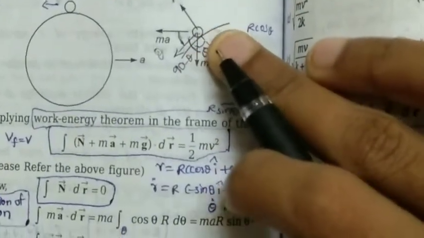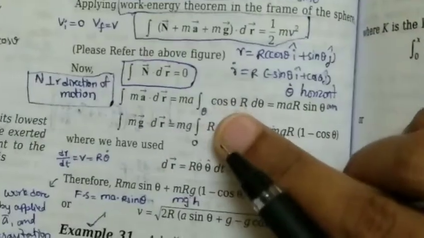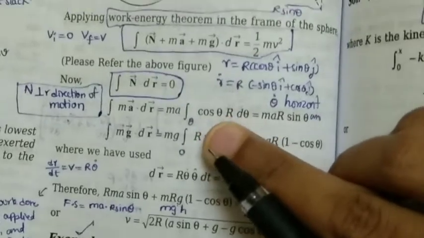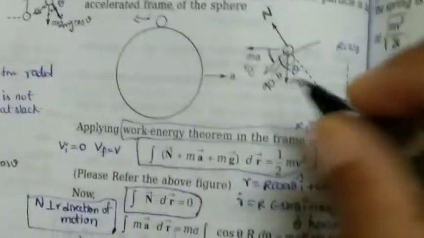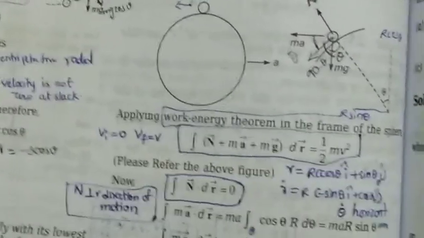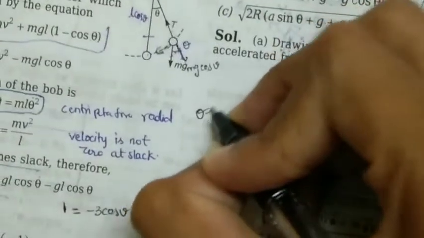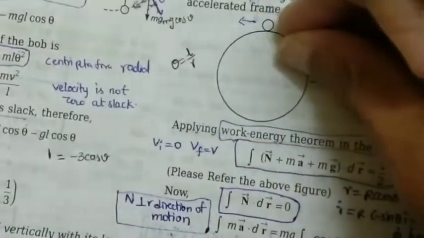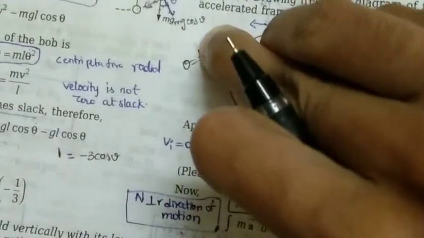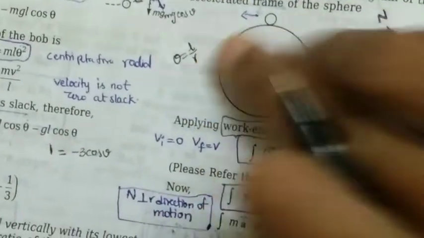So A dot dr is nothing but A dr cos theta. Here dr is nothing but, as we know, theta is equal to L by R, the very famous formula: length of the arc by radius. As it is just tilting through some distance, that is dr, and here R is the radius of the sphere on which it is sliding.